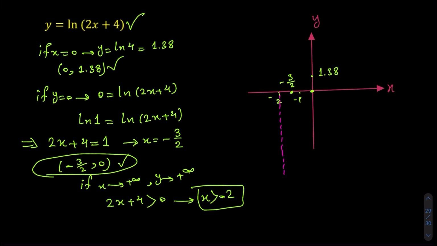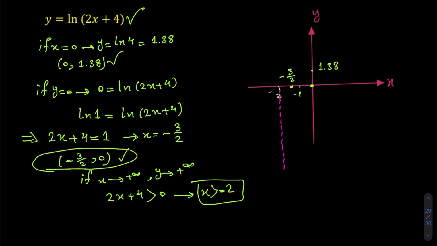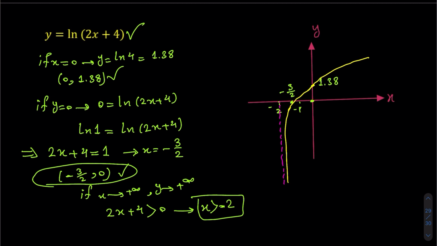And I can draw this graph easily now. From this side, it can continue to positive infinity. And from the other side here, it can intersect negative 3 over 2, and it can continue here. Maximum it can reach negative 2, right? So okay, this is how we can plot the graph of a logarithmic equation, or natural logarithm ln.